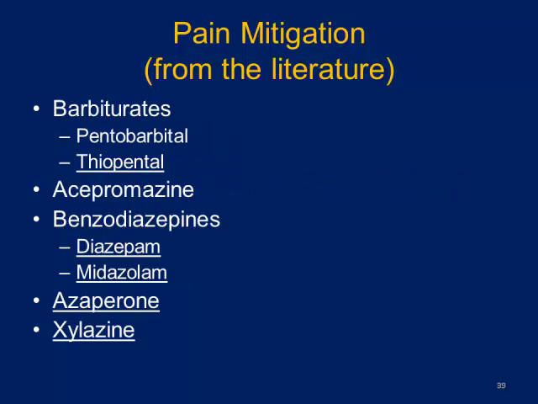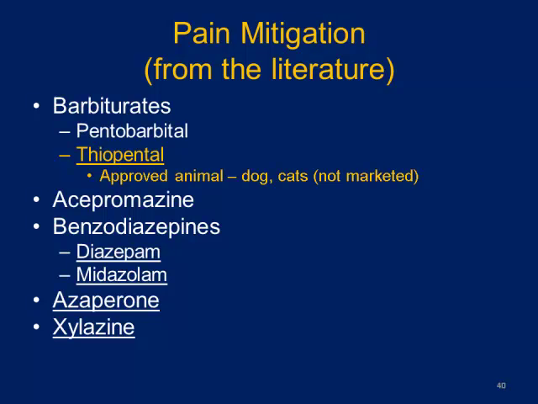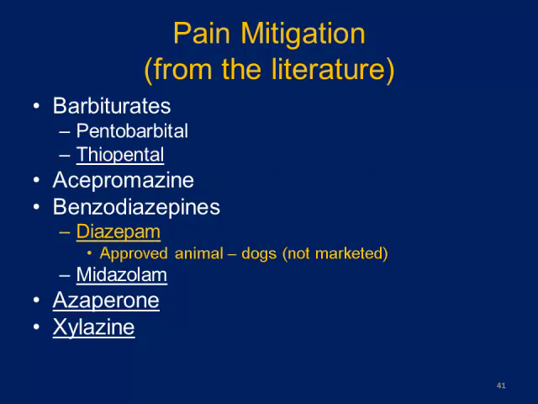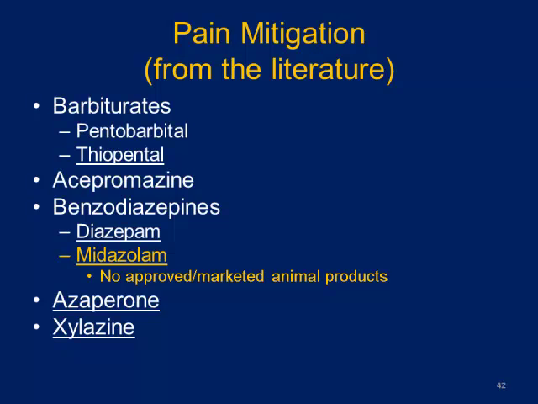Thiopental, approved in animals, dogs and cats. It's not currently marketed as far as we can tell, so some of these things may be purely academic, at least currently. But this would be a situation where this could potentially be a legal option for extra-label use. Diazepam, similarly, not marketed, but it is approved in companion animals anyway. So under our legal framework, it is a potentially valid option. Midazolam, however, there don't appear to be any approvals that we can reach to.